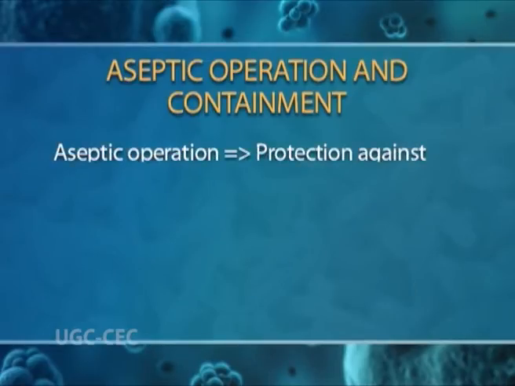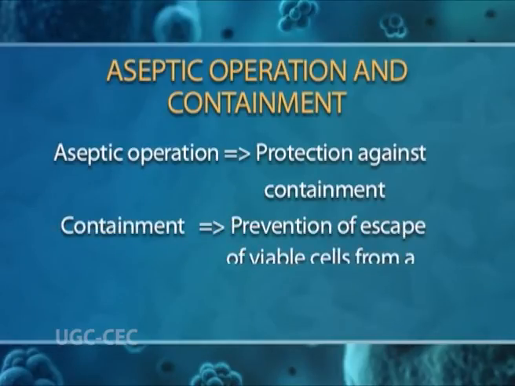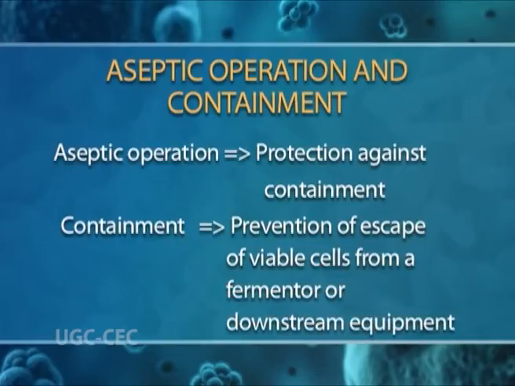Aseptic operation involves protection against contamination, and it is a well established and understood concept in the fermentation industries. Containment involves prevention of escape of viable cells from a fermenter or downstream equipment. Containment guidelines were initiated during the 1970s. To establish the appropriate degree of containment, the process must be carefully assessed for potential hazards.